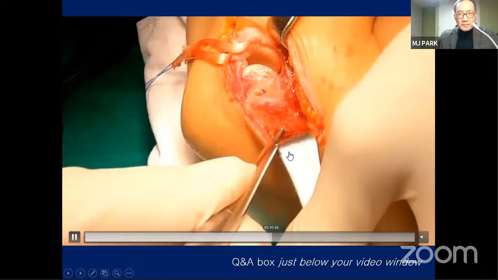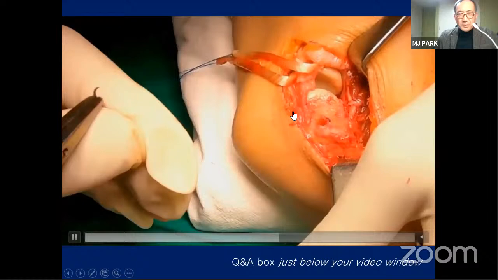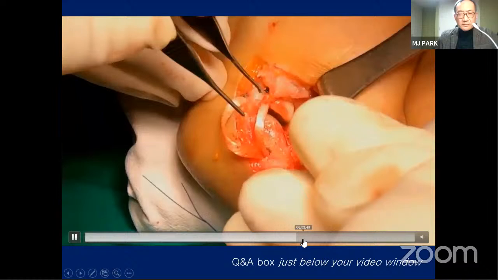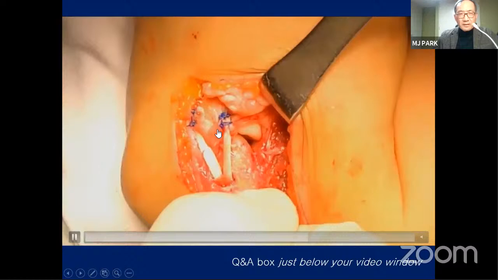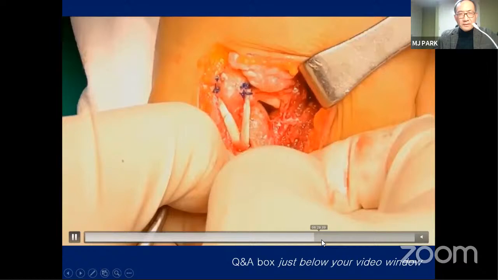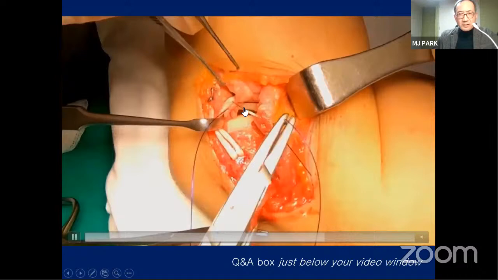And then I made a hole in the center of the capitulum here. And I developed two tunnels, and pull the tendon through the two tunnels. When I apply the tension, we can see the stability is restored. The varus and posterolateral rotatory stability can be achieved by tensioning the graft. And before the final fixation, I close the capsule under the ligament.